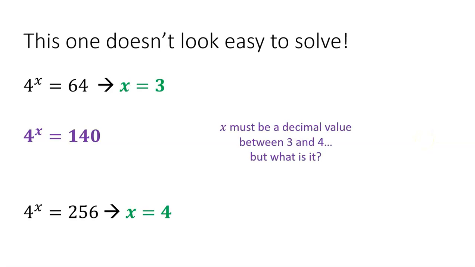We can tell that the answer's got to be between 3 and 4 because 4 to the third power is 64 and 4 to the fourth power is 256, and 140 is between 64 and 256. But we would have to guess and check for a very long time to figure out what that crazy decimal might be. How are we going to figure this out? Logarithms will come to our rescue.